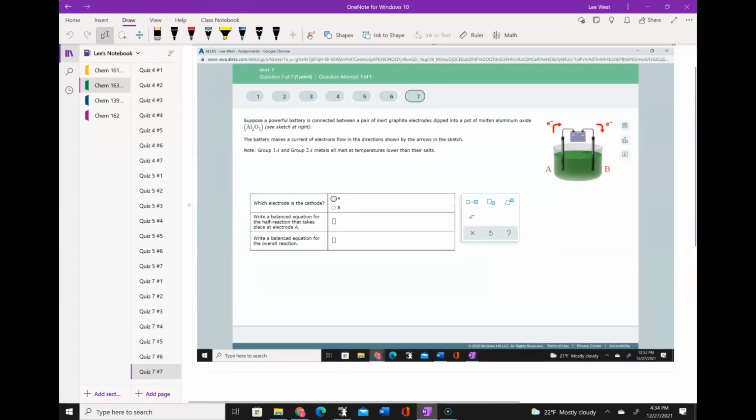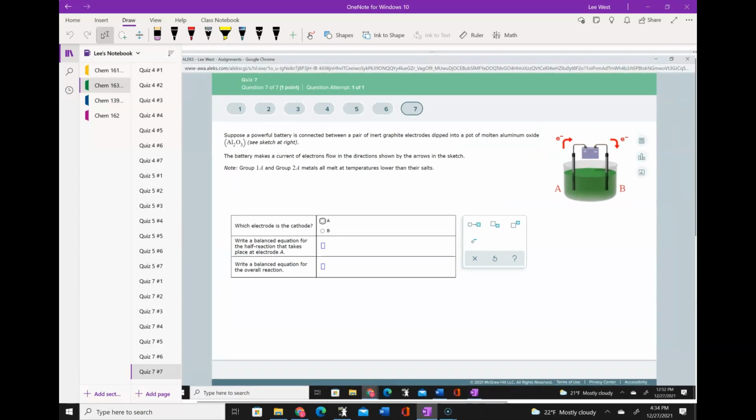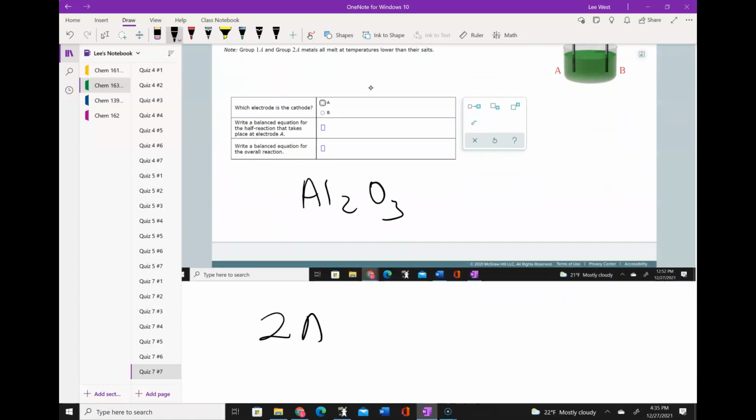All right, this is analyzing a diagram of a cell, right? So it's suppose a powerful battery. So that means it's a spontaneous reaction because it's a battery. It's discharging at this point. Oh no, they put a power supply in there. It's charging up. There we go. Suppose a powerful battery is connected between a pair of inert graphite electrodes. Okay, so the electrode is not getting oxidized or reduced. Dipped into a pot of molten aluminum oxide. So aluminum oxide has the formula Al2O3, and it's going to contain aluminum ions and oxide ions in the liquid state. So that's kind of cool.